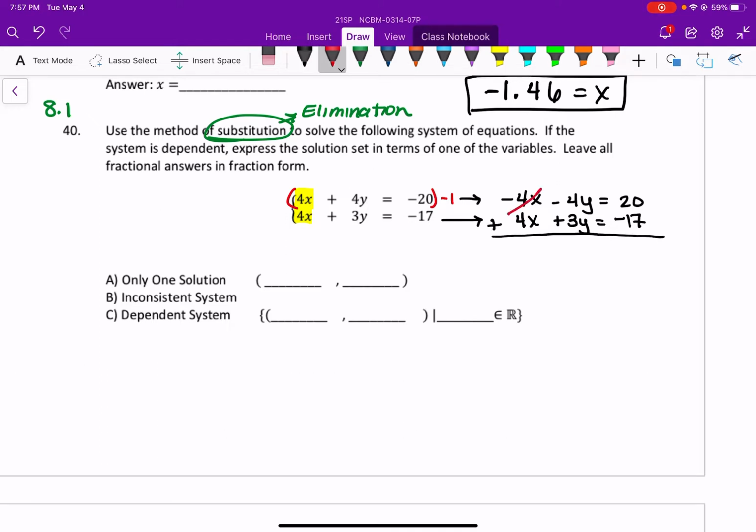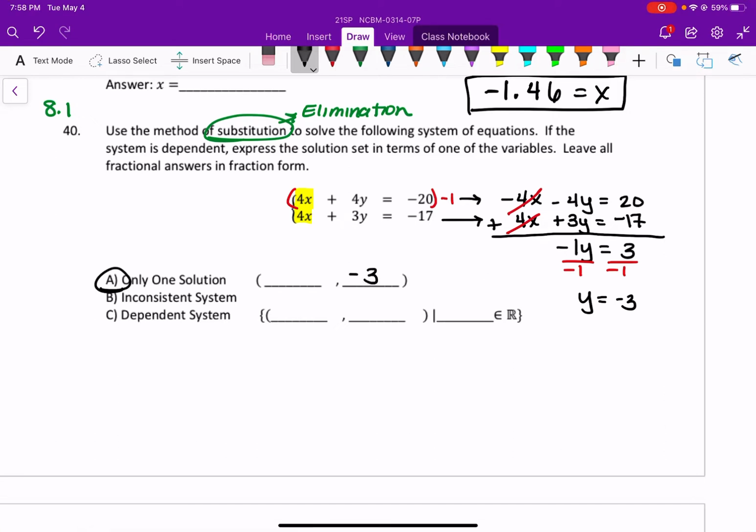And our x's should cancel since those are the ones we wanted to eliminate, and they do. And then negative 4y plus 3y would give me negative 1y equal to 20 minus 17, which is going to give us 3. And then we're going to divide by -1 on both sides. And y is going to equal -3. So I know that I have one solution. I know that my y is -3.